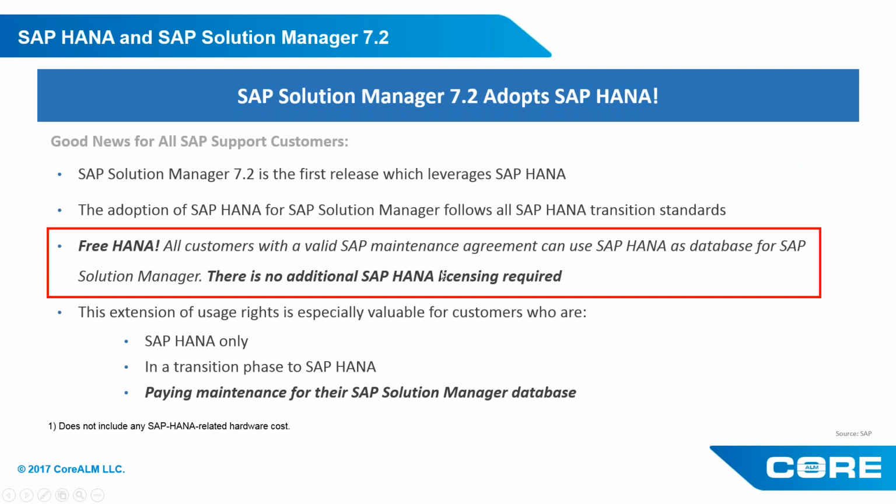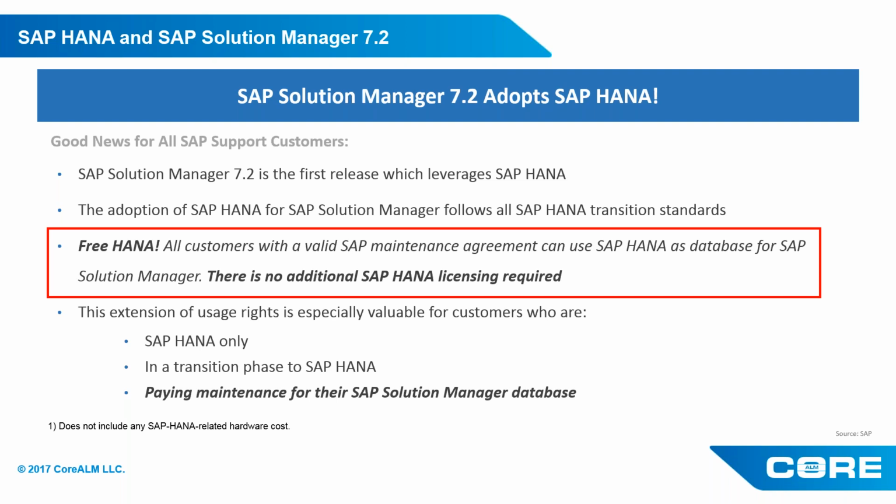The good news with 7.2 and the change is that 7.2 is the first release which leverages SAP HANA. So you have the option of deploying or migrating Solution Manager to SAP HANA after you upgrade it. Another good news is that the HANA license for Solution Manager usage is already included in your maintenance contract, so there's no additional licensing cost from a database perspective.